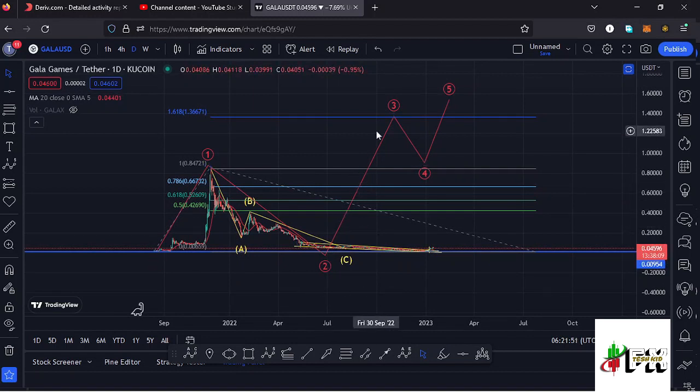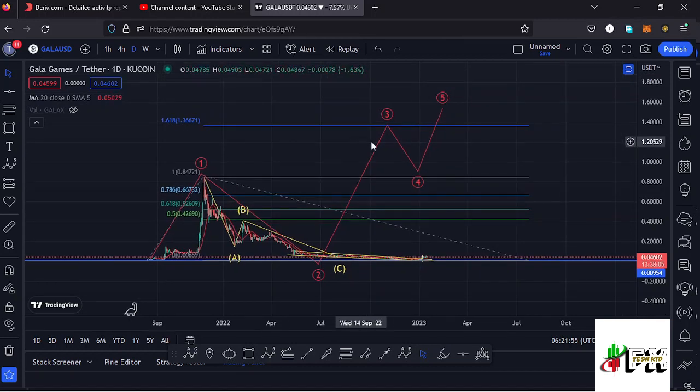wave count 3 to the upside, which here on the daily chart I have sketched out a minimum target area to the upside in the formation of that wave 3 at the fib level 1.618, and that is the minimum that I would expect Gala Games to do on the long-term scenarios. So let's be patient and see how that plays out, and I'll keep you updated.